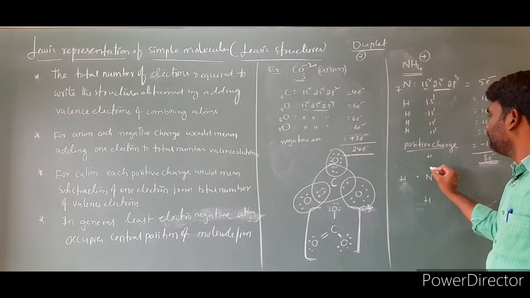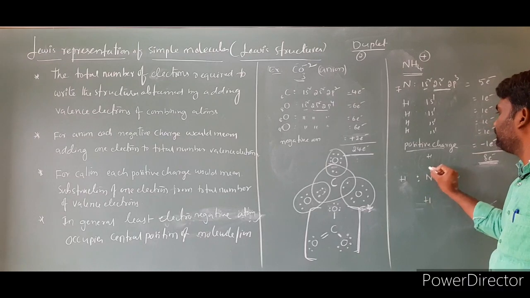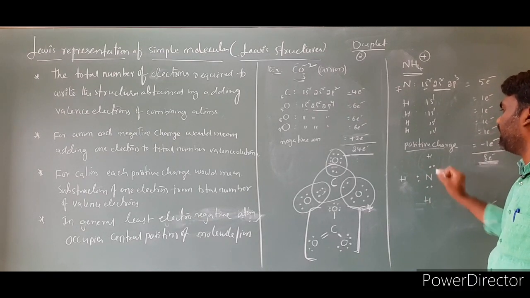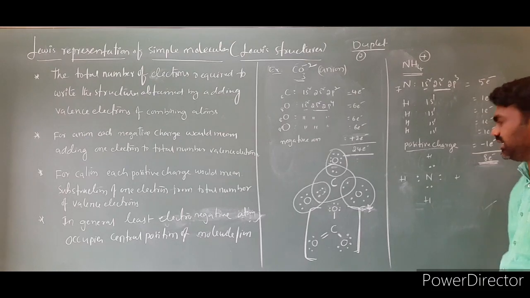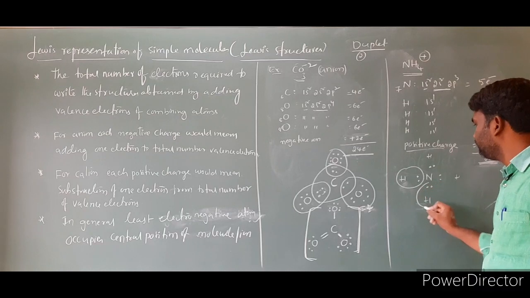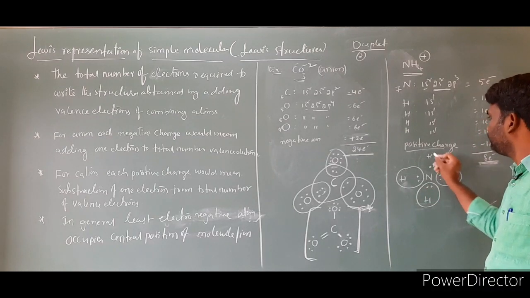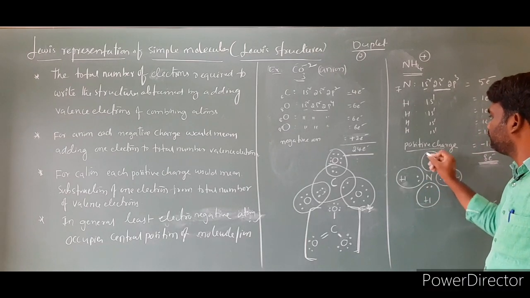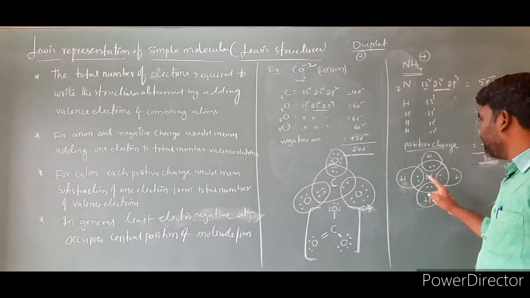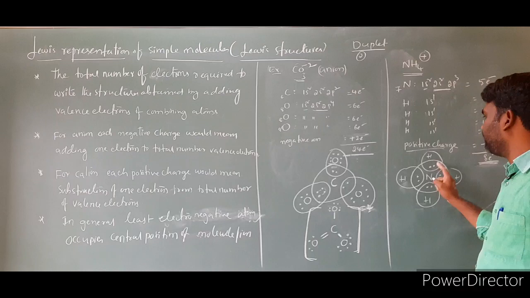1, 2, 3, 4, 5, 6, 7, 8. The total number of electrons is 8. So these 8 electrons we have to share like this. Look at this. Nitrogen has 1, 2, 3, 4, 5, 6, 7, 8.